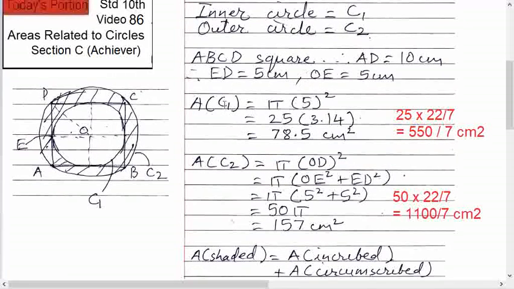See here, for both these two circles, I have also solved it. If you take pi as 22 upon 7, then the answer is 25 into 22 by 7, that is 550 by 7 cm square. And for C2 it is 50 into 22 by 7, that is 1100 upon 7 cm square, right? Now both ways you can solve it, or you can even keep pi only, depending on the option in the exam.